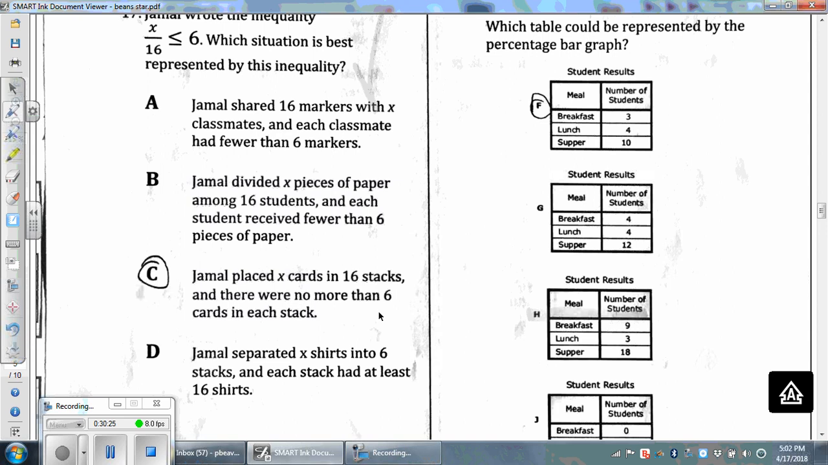Okay, so let's think about it. So let's look at A. Why is A wrong? Jamal shared 16 markers with x classmates. So that would be more something like 16 divided by x. We don't want that. B, Jamal divided x pieces of paper among 16 students, and each student received fewer than 6 pieces.